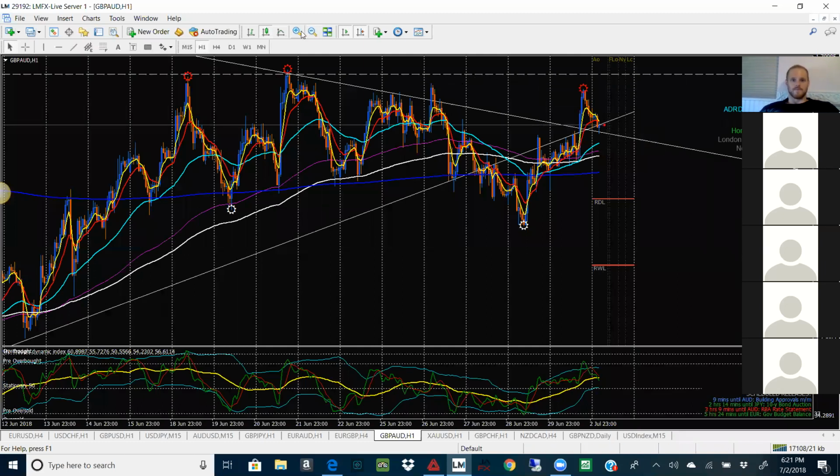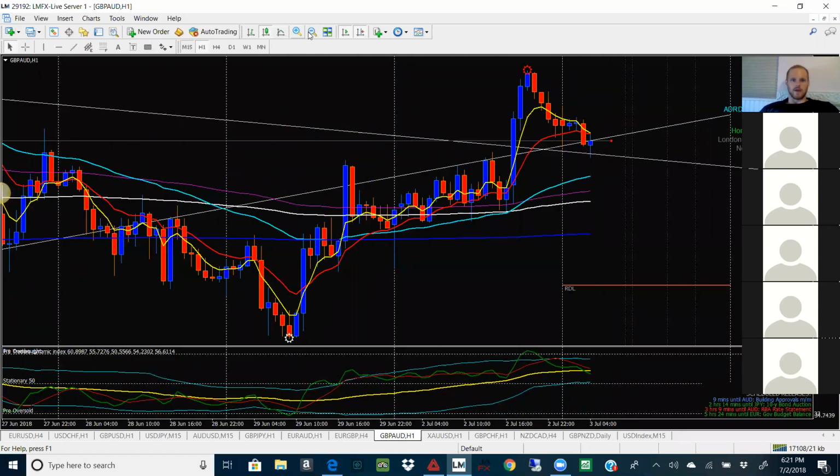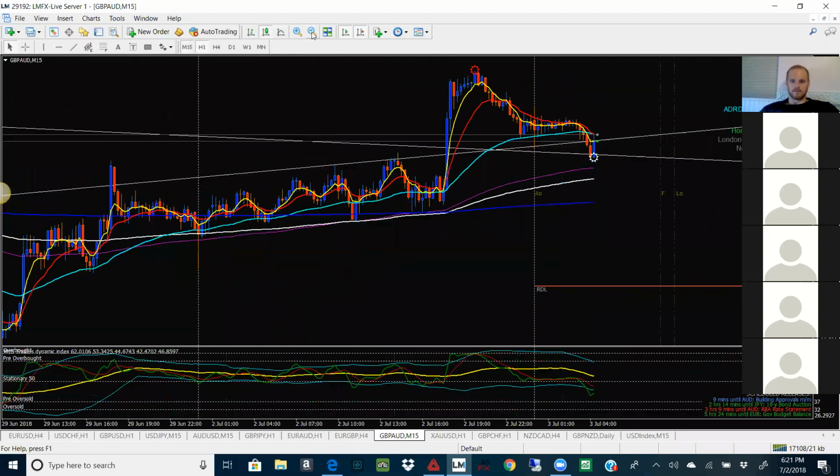It's wicking right now. Look at it. It's wicking right off of that trend line. Perfect. Wait for the pattern. W, railroad, rise. And then gold.